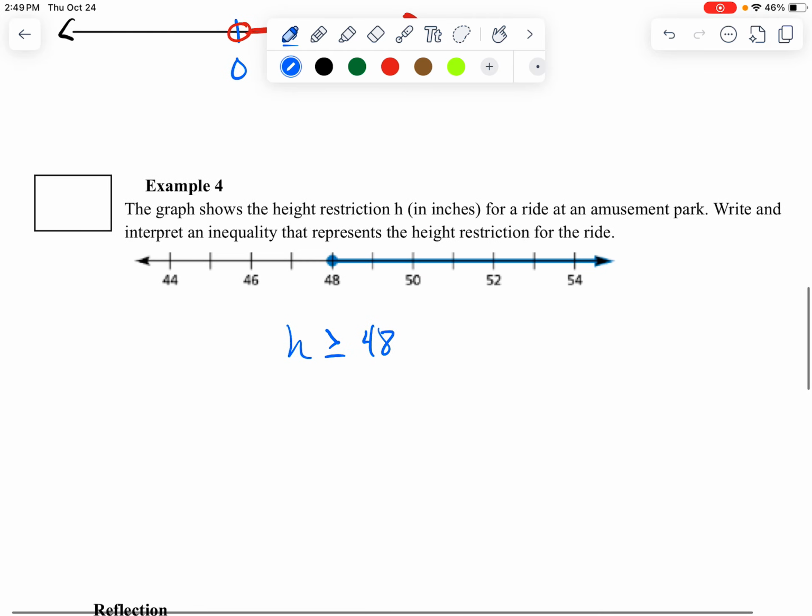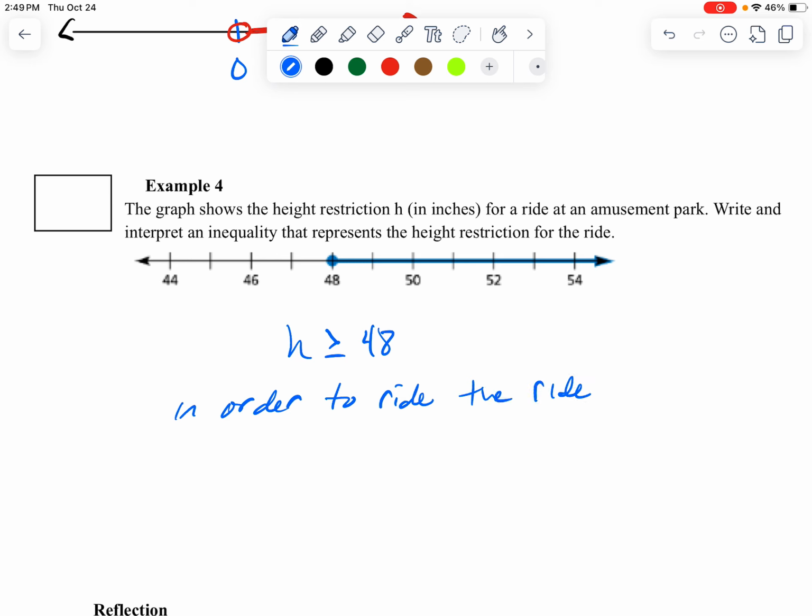In order to ride the ride, that sounds weird, but I don't know how else to say it, you would have to be at least 48 inches tall.